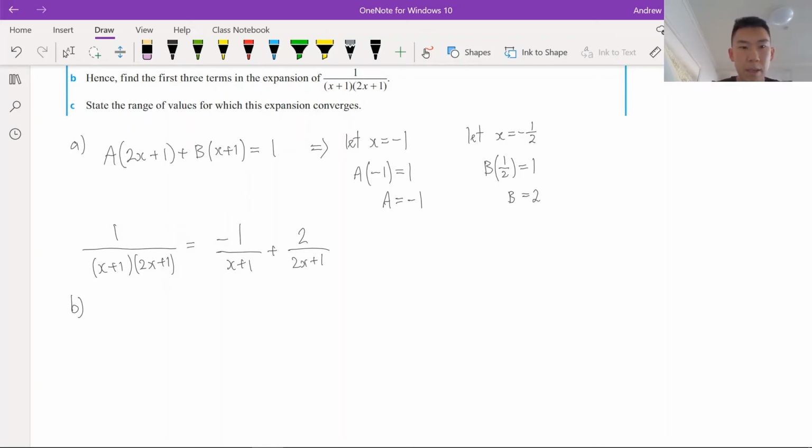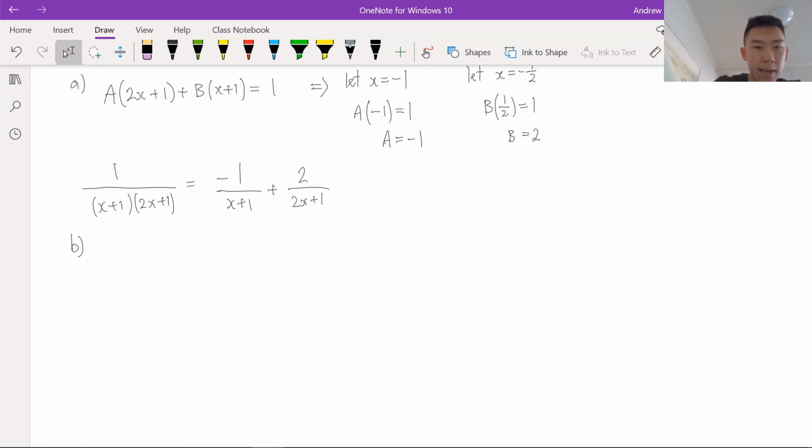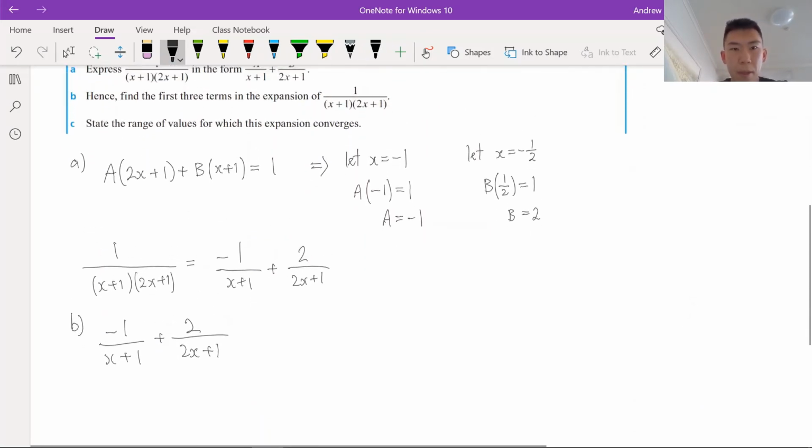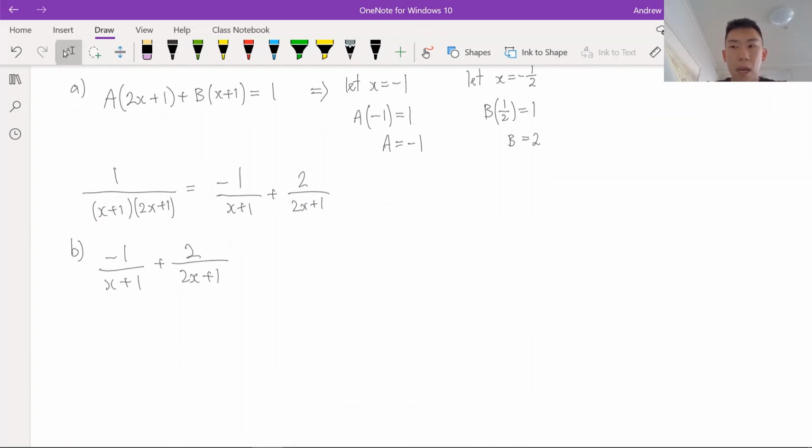Alright, so let's take our partial fraction, and we want the first three terms. So that means we want to expand up to x squared, because you'll see in a second if you've forgotten. Alright, so first thing, we want to rewrite this. I don't need the 1 there. Alright, so use my index laws.